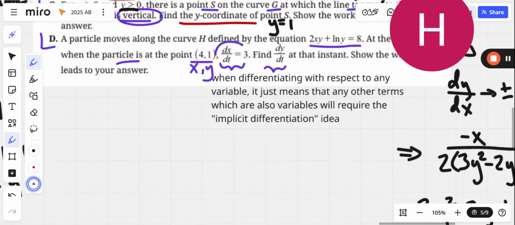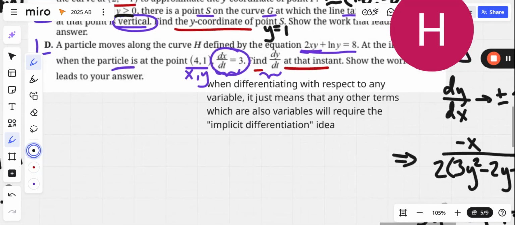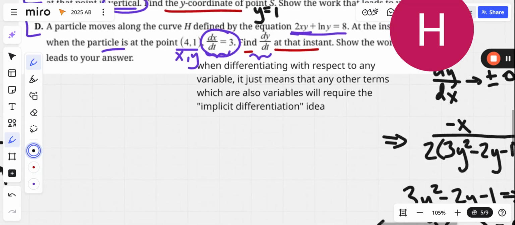They give us this dx dt, which I guess is going to help us at some point if we take a derivative of the x stuff, which it looks like we will. And then we have dy dt. That's what we're looking for. Find dy dt at that instant, which means all of these conditions are applying. So really you just have to take a derivative. And let's do that. We're going to have the product rule.